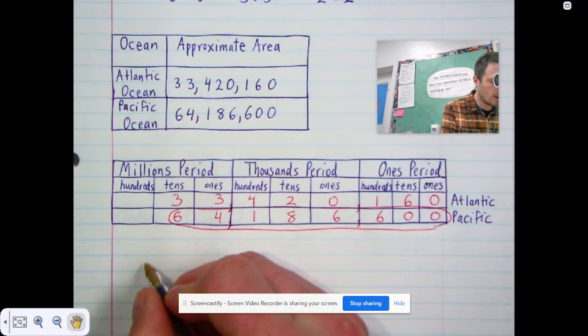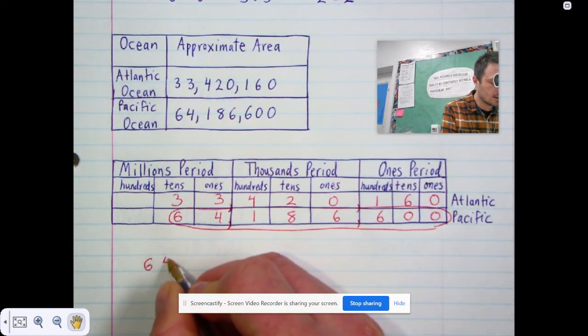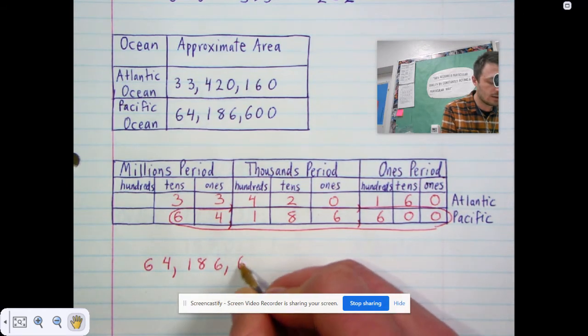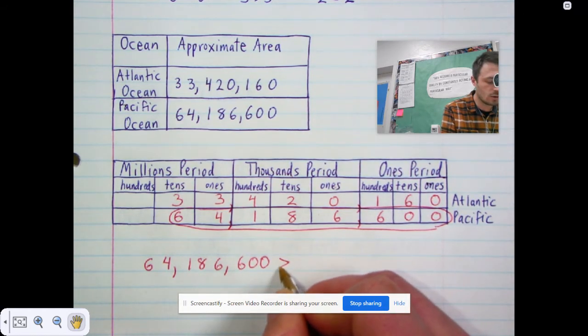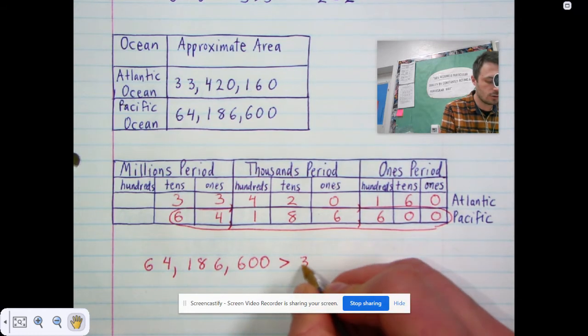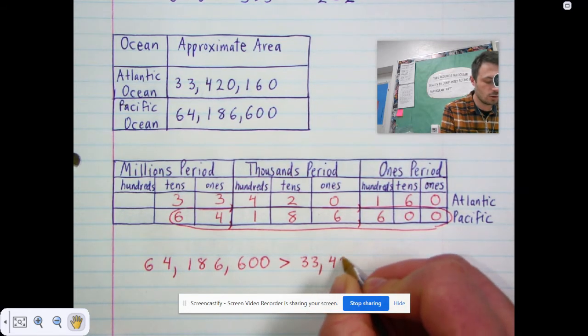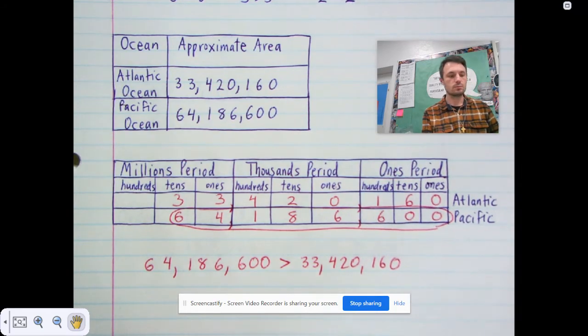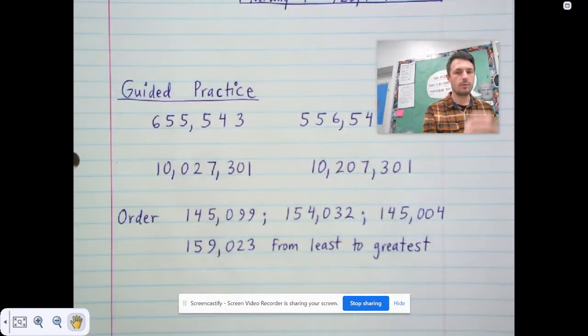So the way that we would write this is 64,186,600 is greater than 33,420,160. Let's move on to a different example.